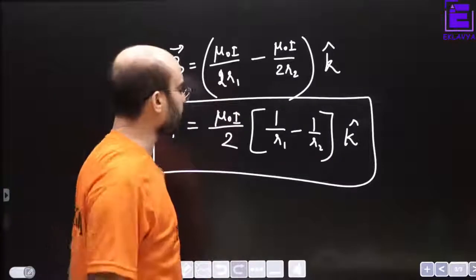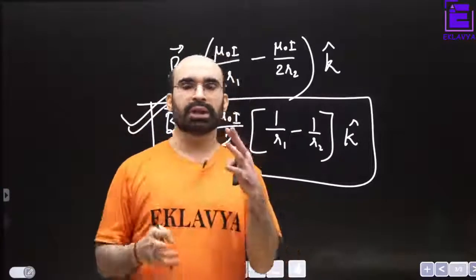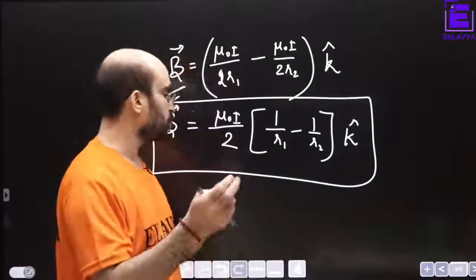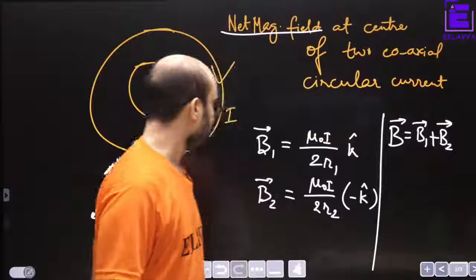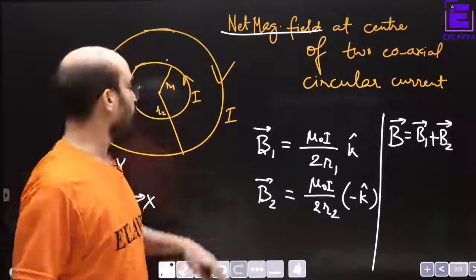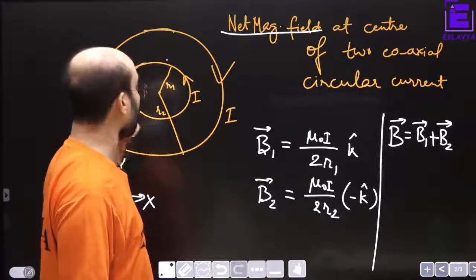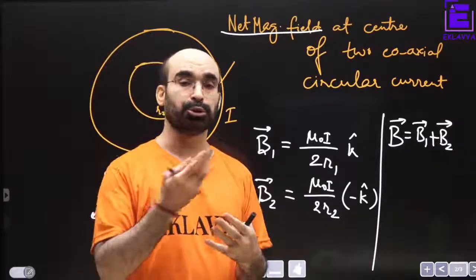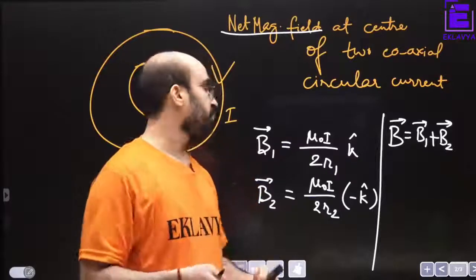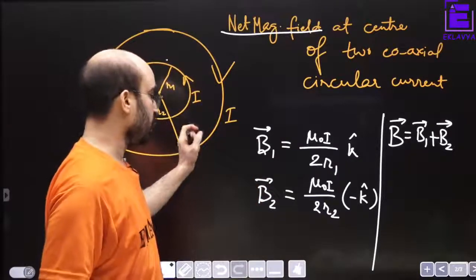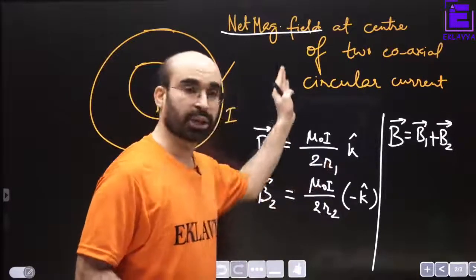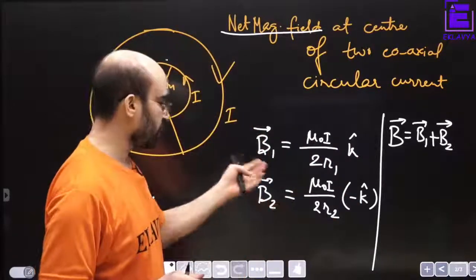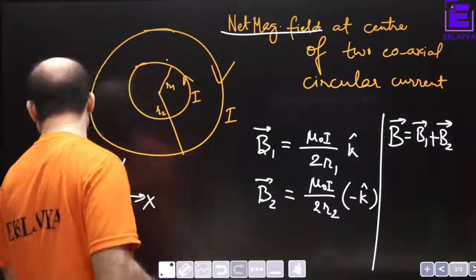So this is very, very simple. We need to understand, if you have got multiple conductors carrying current, then you need to understand what are the directions of magnetic field due to individual conductor. So we found the magnetic field as well as direction, and then we added them vectorially, and then we got the final result. Okay, now let's move on.